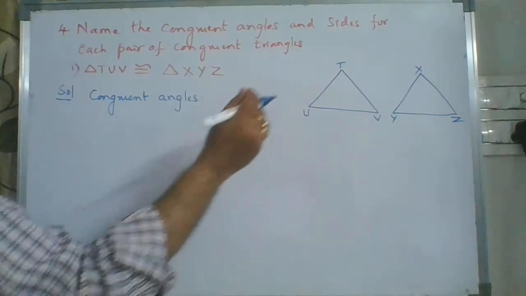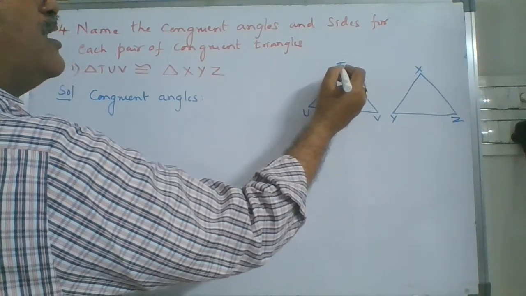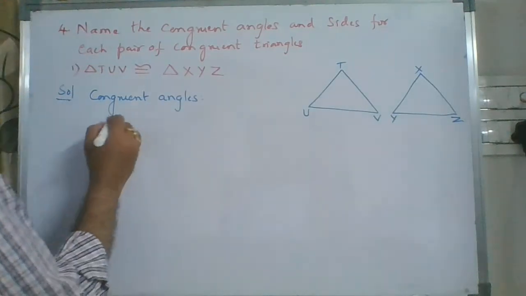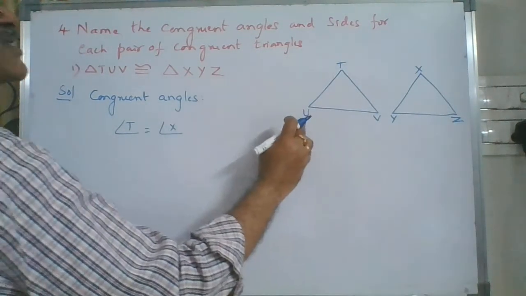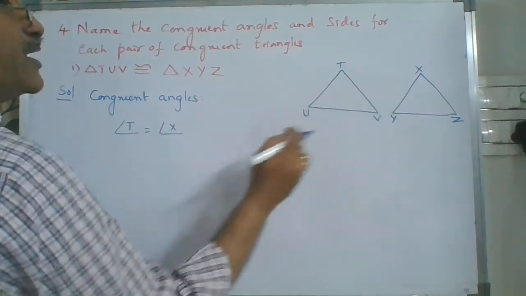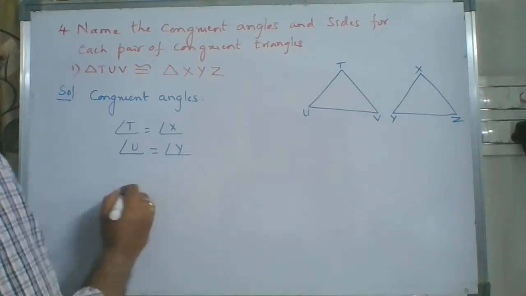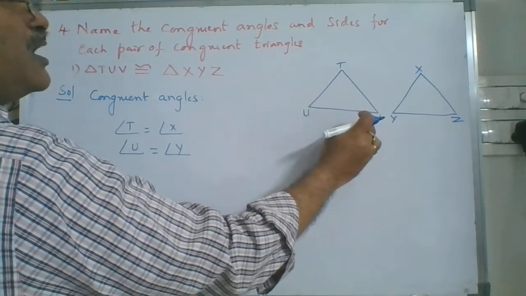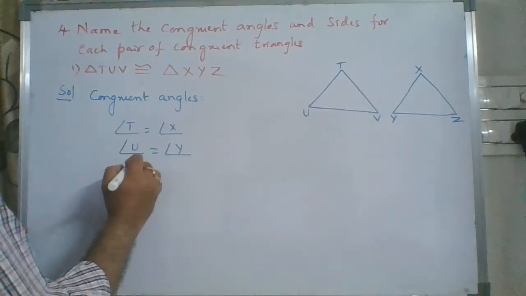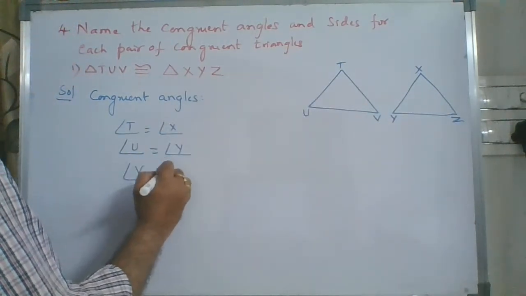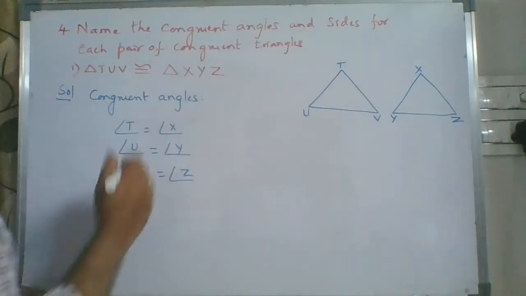Which are congruent? Now the corresponding angle for T is X, therefore we write angle T is equal to angle X. These two are again corresponding angles, so we write angle U is equal to angle Y, isn't it? And this angle is V and this angle is Z, both are corresponding angles, and they are equal. Okay, now we write congruent sides.